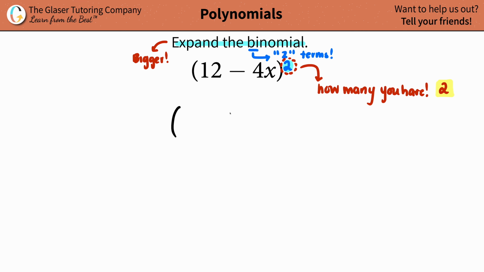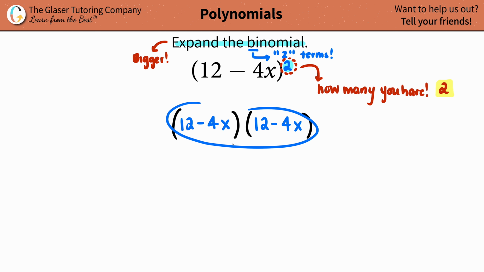Let's write out our first parenthesis, and here it is, 12 minus 4x. And now, let's just write out the second one. So here's my next set of parentheses, 12 minus 4x. And we're done with basically the expansion part. But we actually have to do the math here, right? You can't just write it out and not do the math.